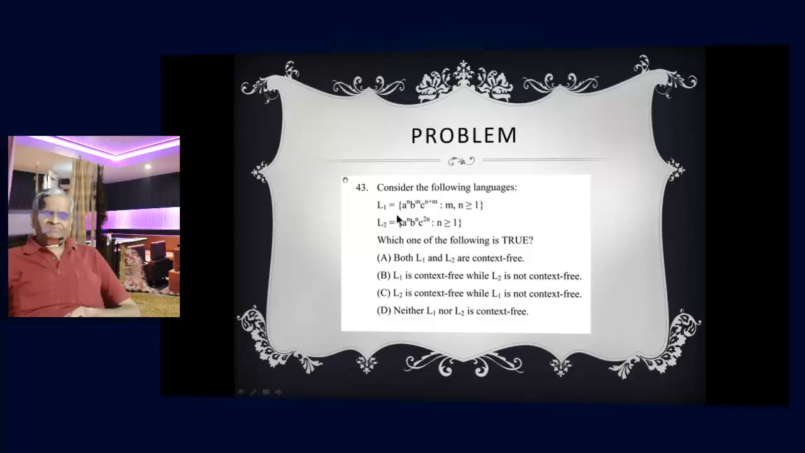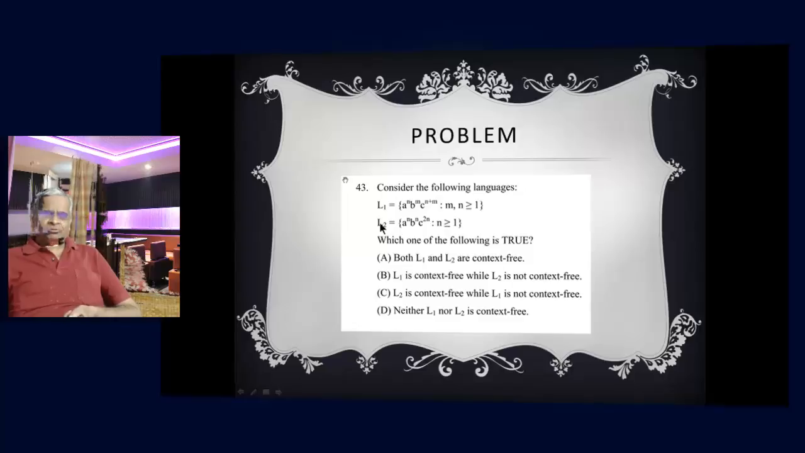L1 says A's followed by B's followed by C's. A's come first, B's come next, C's come at the end. The number of A's is m, the number of B's is n, and m plus n is the number of C's. So the number of C's equals the number of A's plus B's. But remember, A's come first, B's come next, C's come at the end. And m and n can be greater than or equal to 1, so at least one or more A's, one or more B's, one or more C's.